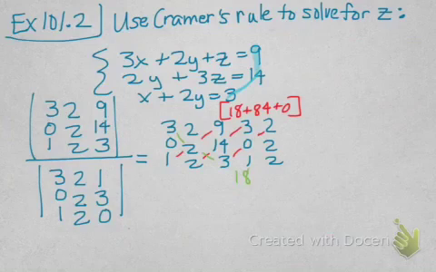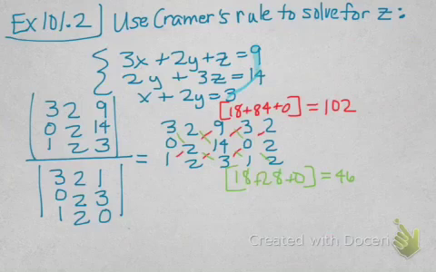Then 3 times 2 times 3, 2 times 14 times 1, 9 times 0 times 2. Add those together. So 18 plus 28 is 46. 18 plus 84 is 102. 46 minus 102 is negative 56. So we know that negative 56 goes on top.